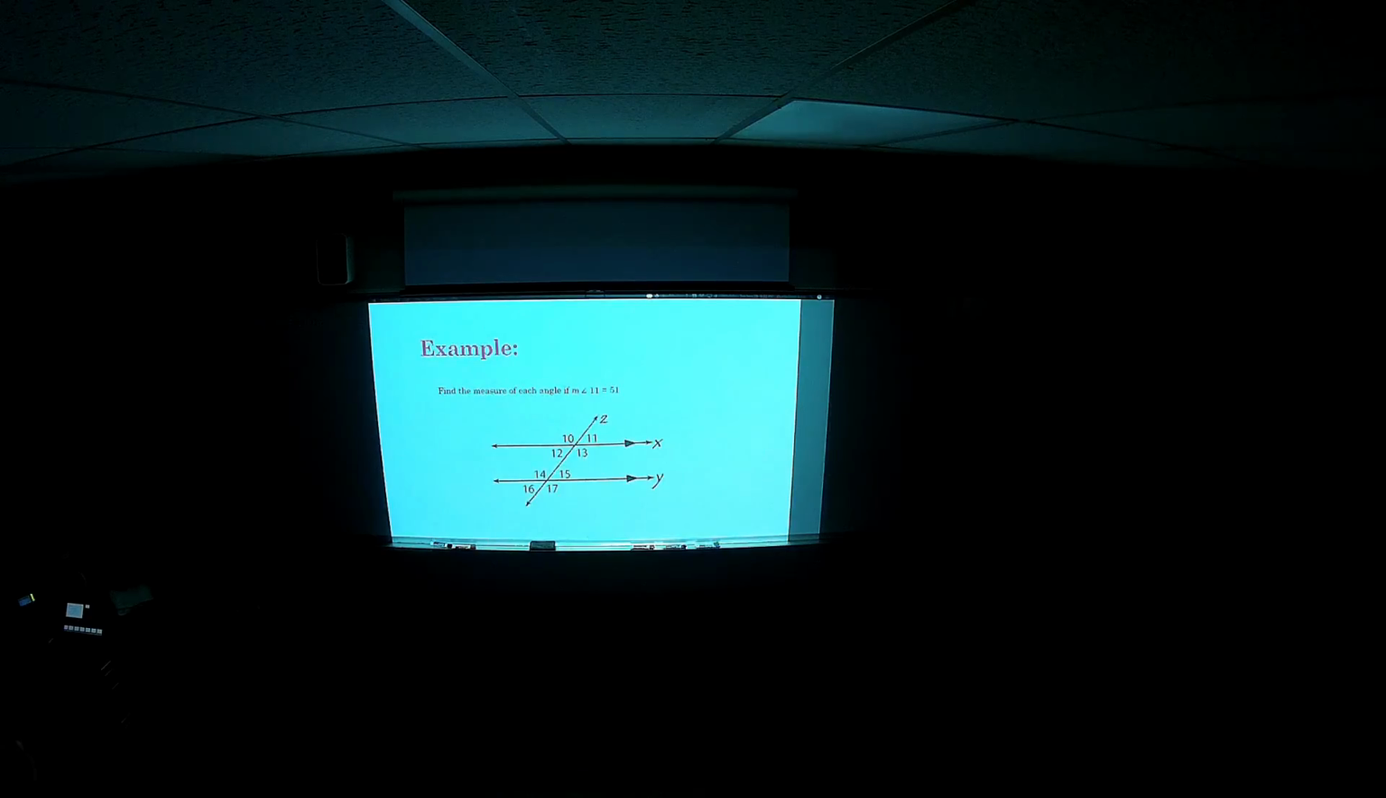See if you can find some of the other angles on this picture, or all of them. See what you can do. And yes, these lines are parallel, little arrows. Okay, I'll give you about 2 minutes. See if you can do it. So use your partners, you can discuss it.